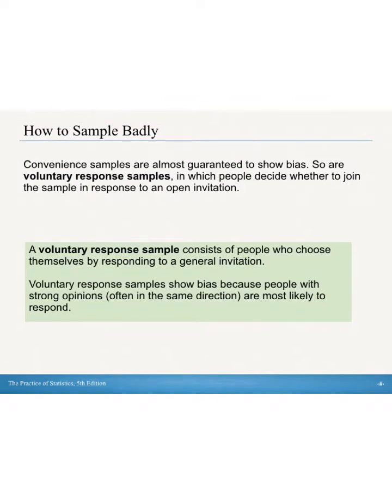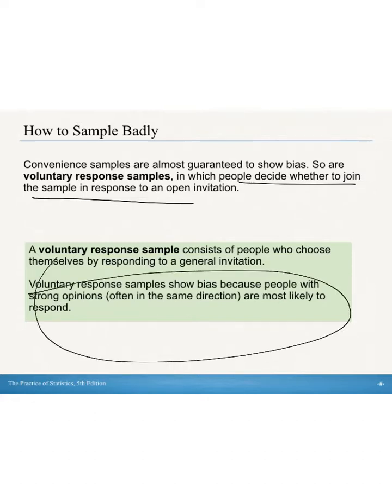Another way to sample badly is when people get to decide whether they're going to join a sample. It's an open invitation. It's not just looking for a random sample, but you can go ahead and answer a survey or answer a poll, and that's voluntary. And obviously when it's voluntary, the people with strong opinions, often in the same direction of that survey, are the ones most likely to respond. So that's really going to overvalue or overestimate a particular thing.